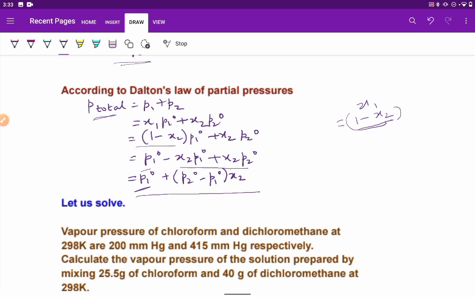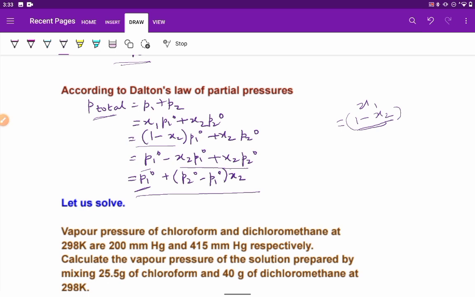Now from this equation we can conclude that the total vapor pressure over the solution can be related to the mole fraction of any component, because here we get only x2. Next we conclude that total vapor pressure over the solution varies linearly with the mole fraction of any component.